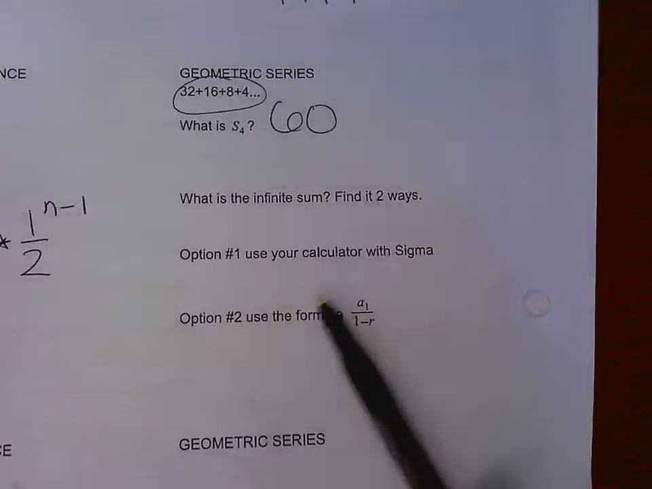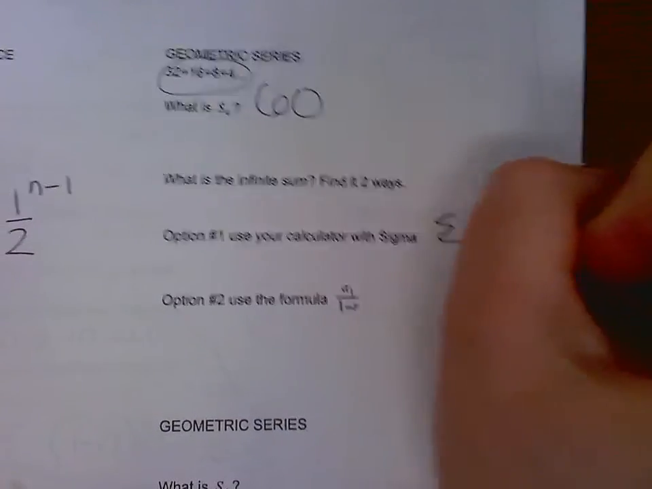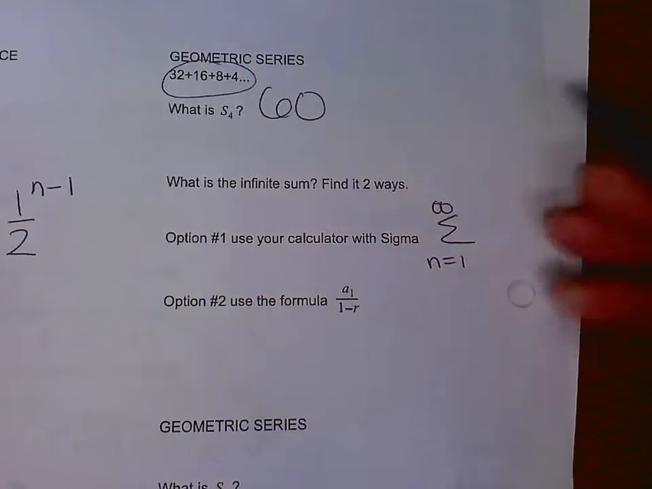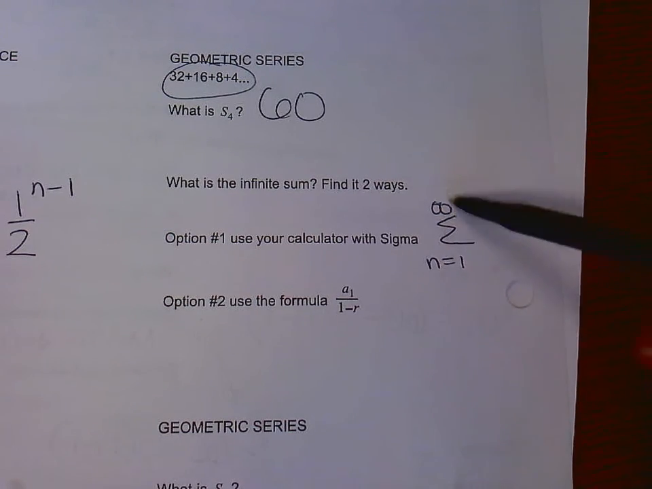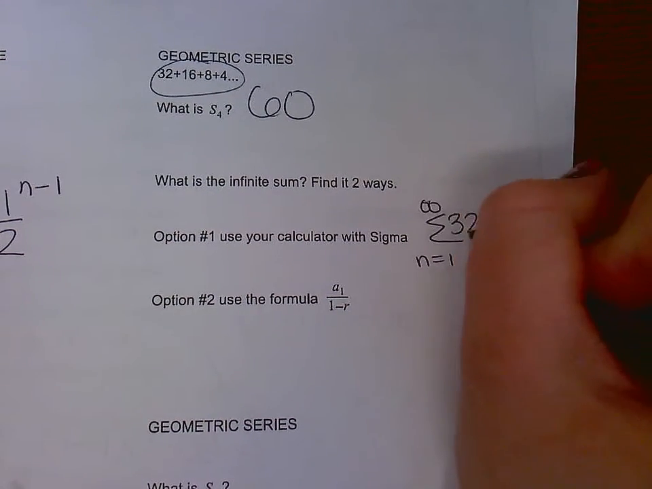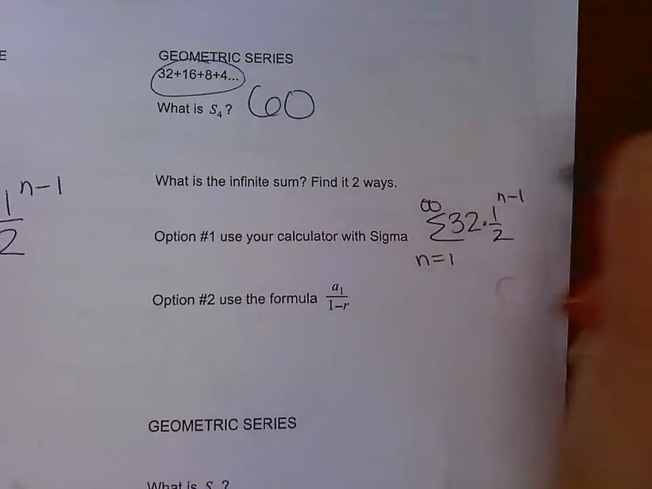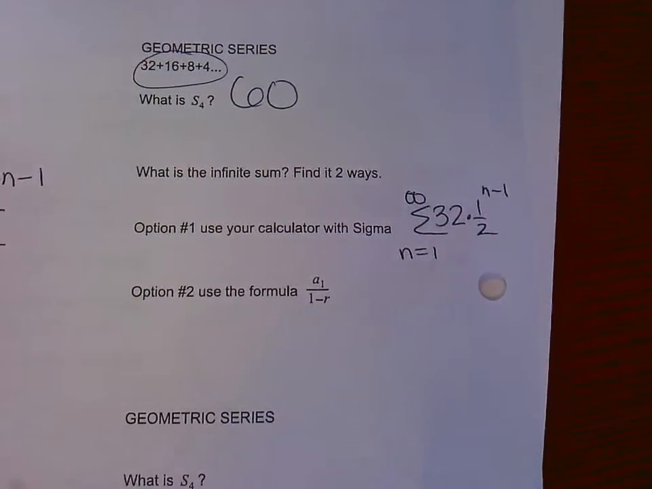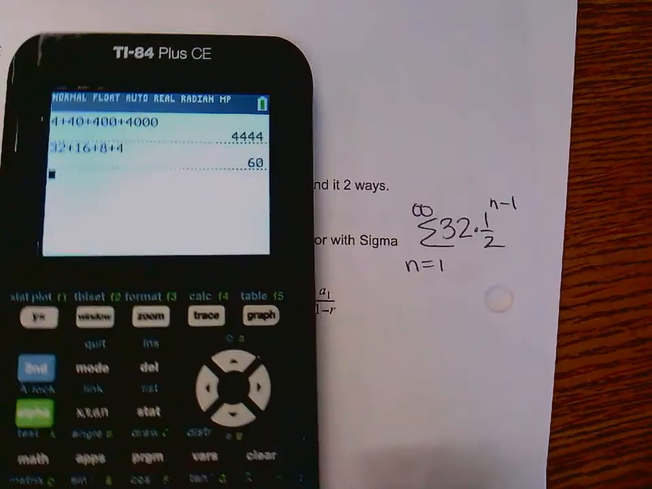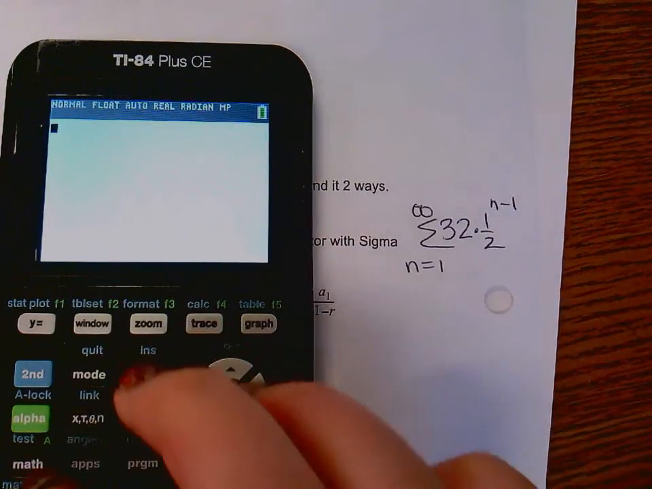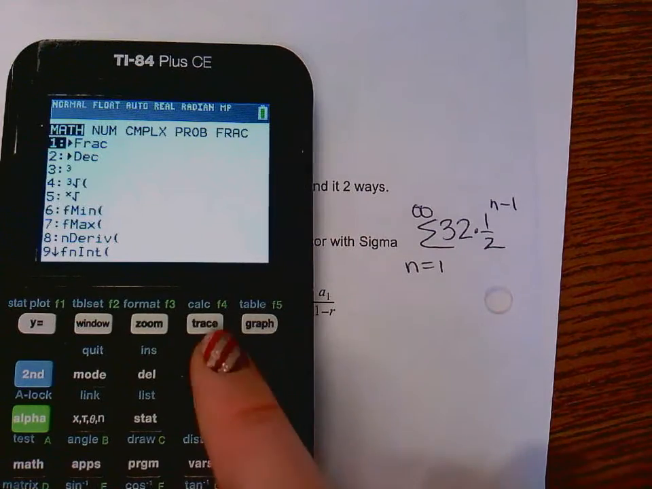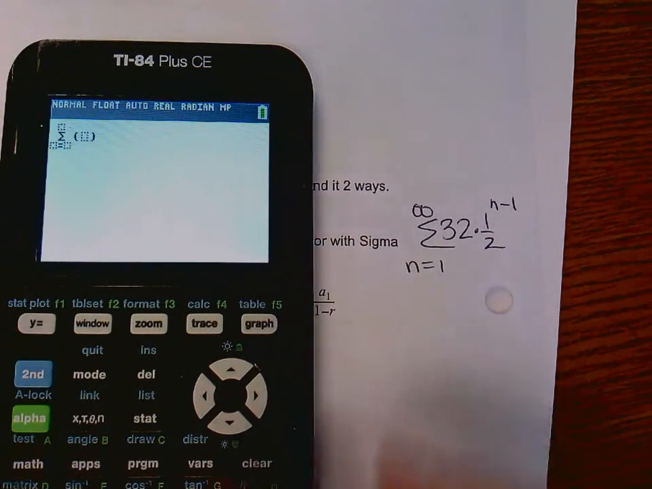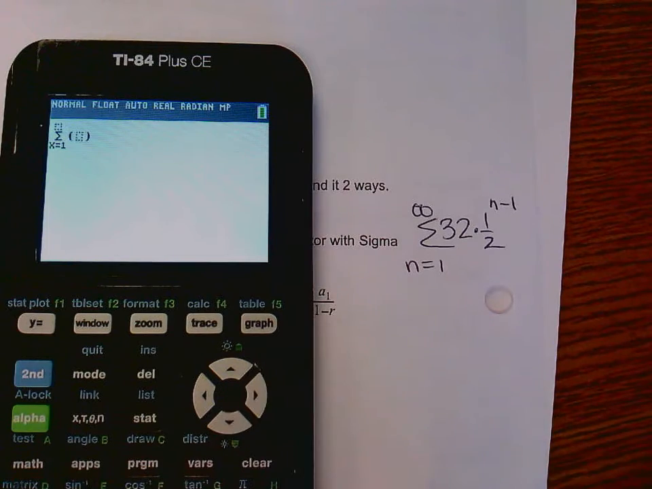So I can't actually type in the number infinity, but you could type in a big number. So 32 times a half raised to the n minus 1. If you want to find the infinite sum, you cannot type in infinity, but you could type in a big number like 50 or 100. 50 is probably enough. Let's see if 50 works. n goes from 1 to 50 of 32 times a half raised to the n minus 1.